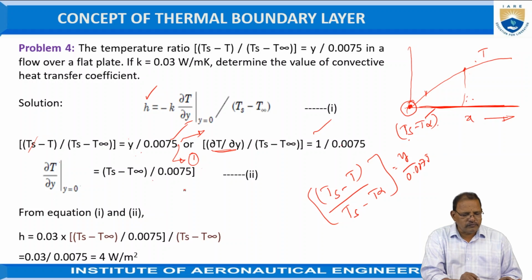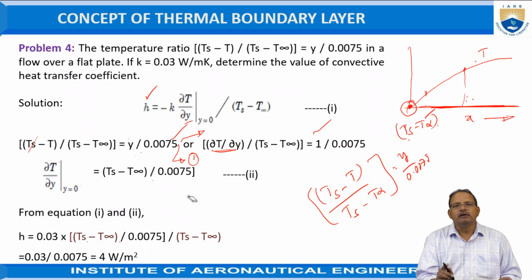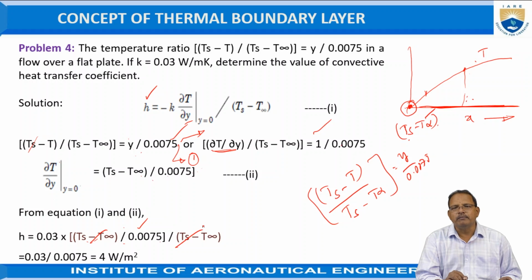So from equations 1 and 2, we get h is equal to 0.03, that is the K value given, into the temperature gradient, which is equal to (Ts minus T alpha) divided by 0.0075. That is, K into dT by dy at y is equal to 0 divided by (Ts minus T alpha). These both are the same magnitude. The remaining values give 0.03 divided by 0.0075, which is equal to 4 watts per meter square per degree Kelvin.